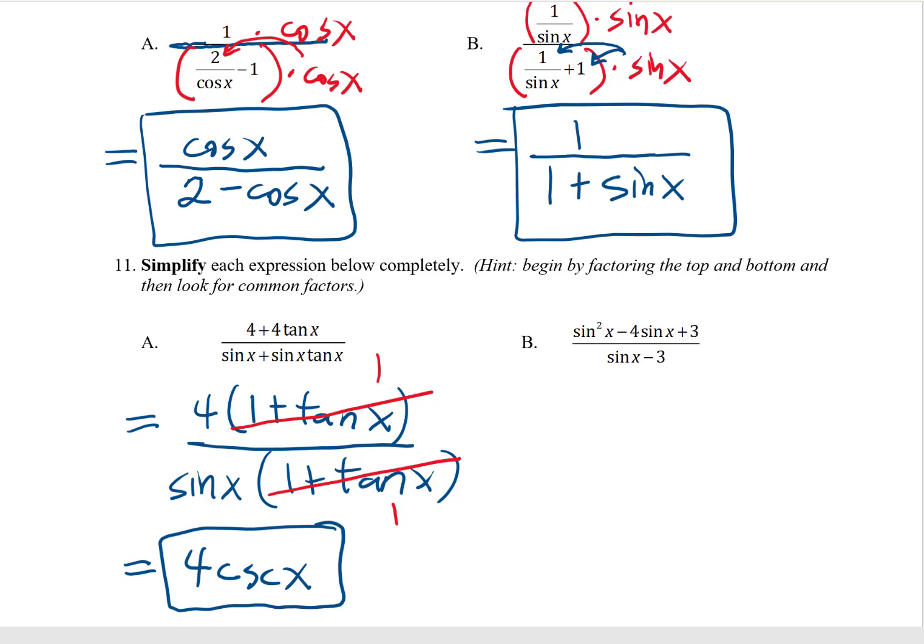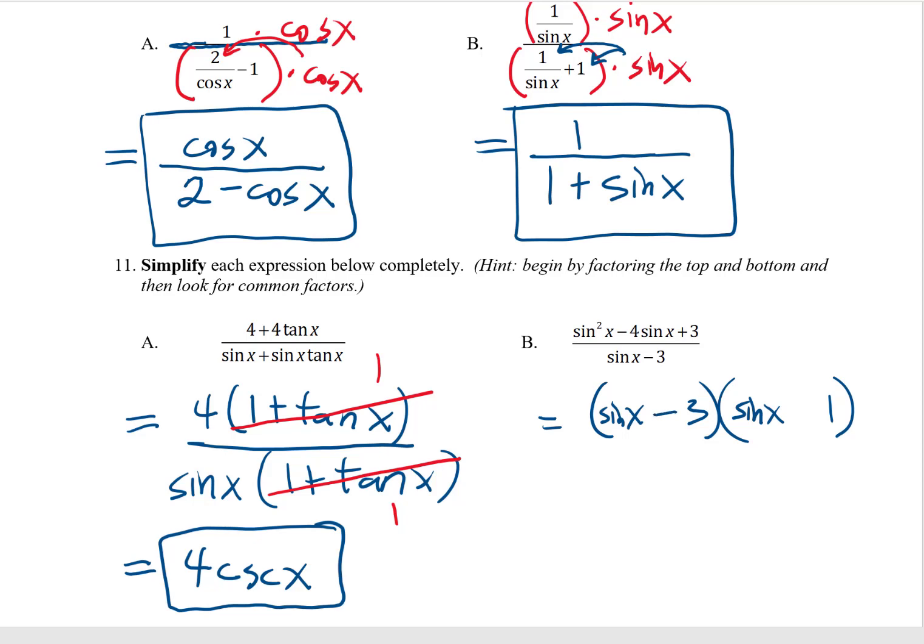How about part B? Can I factor the top? Well, I don't see a GCF, but I do see 3 terms, and that makes me think this may have been somebody's FOIL problem. It would have to be sine x and sine x in the front to make sine squared x. It would have to be 3 and 1 at the back to make that 3. How could I make that minus 4 in the middle?